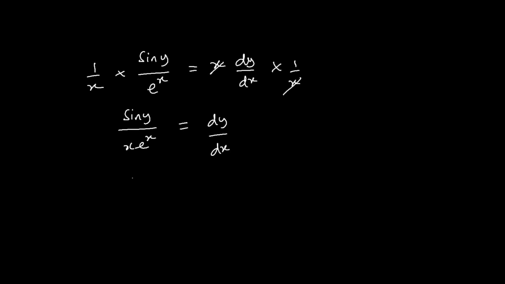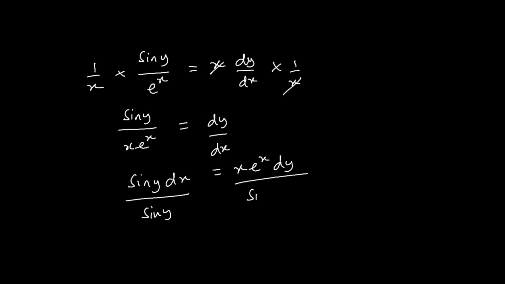Okay, so I have sine y dx equals x times e to the power x dy. Okay, so from here, what I'll do is divide both sides by sine y. So I divide both sides by sine y, and this will cancel out this.